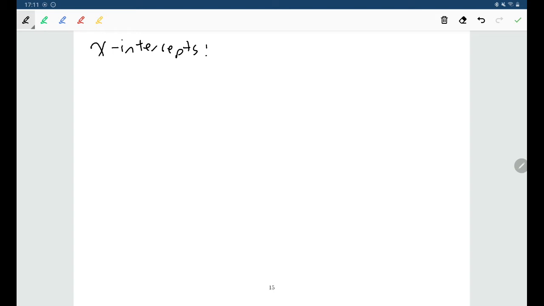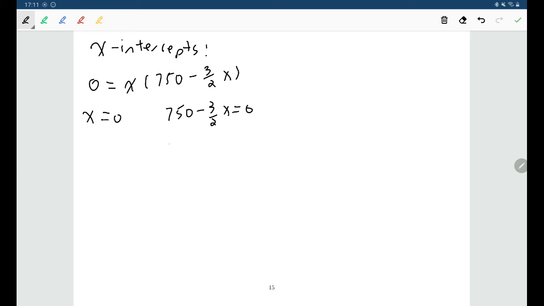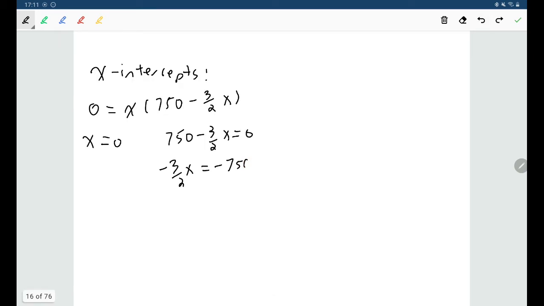For x-intercepts, we let our area function be equal to 0. And then we just have to say, well, okay, either x is 0 or 750 minus 3 halves x is 0. For that second one, if you were to solve for x, multiplying both sides of the equation by negative 2/3, you'd come up with a value for x of 500. So that means you have x-intercepts at (0, 0) and also at (500, 0).